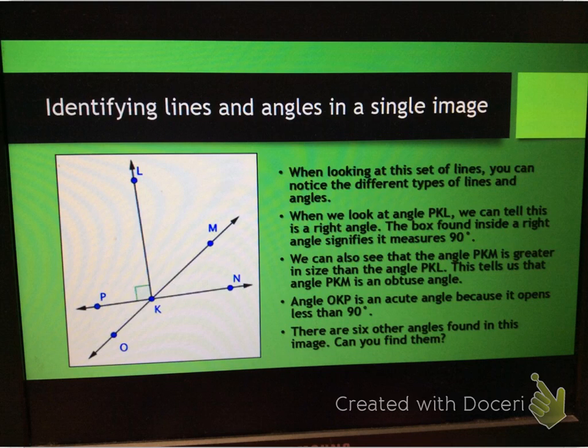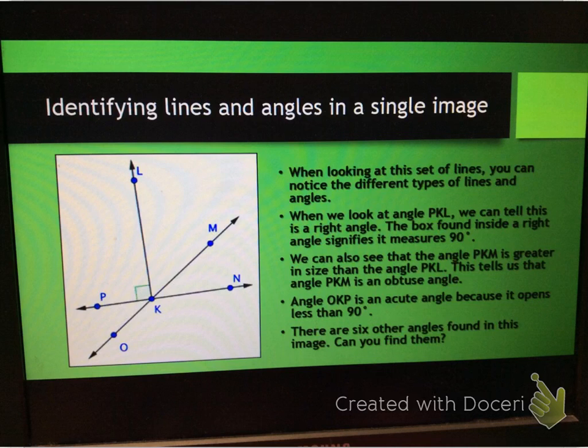Identifying lines and angles in a single image. When looking at this set of lines, you can notice the different types of lines and angles. When we look at angle PKL, we can tell this is a right angle. The box found inside a right angle signifies it measures 90 degrees.